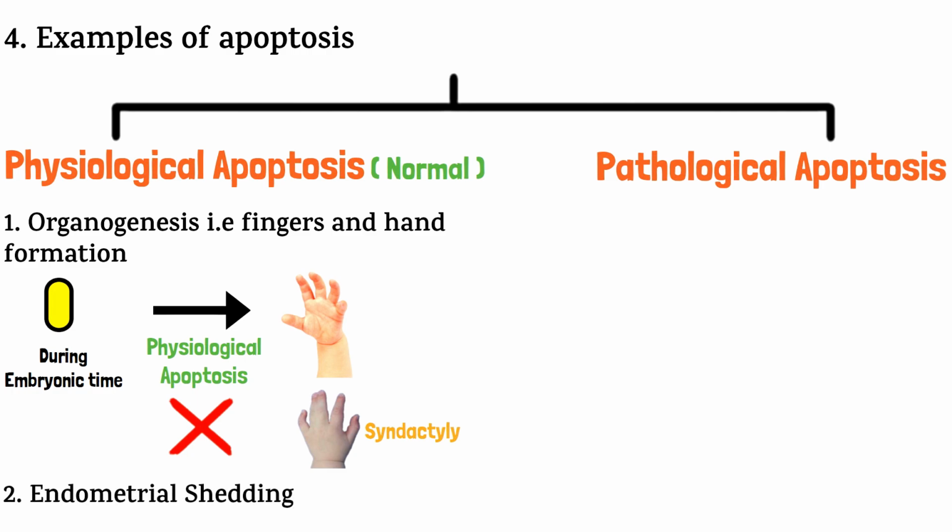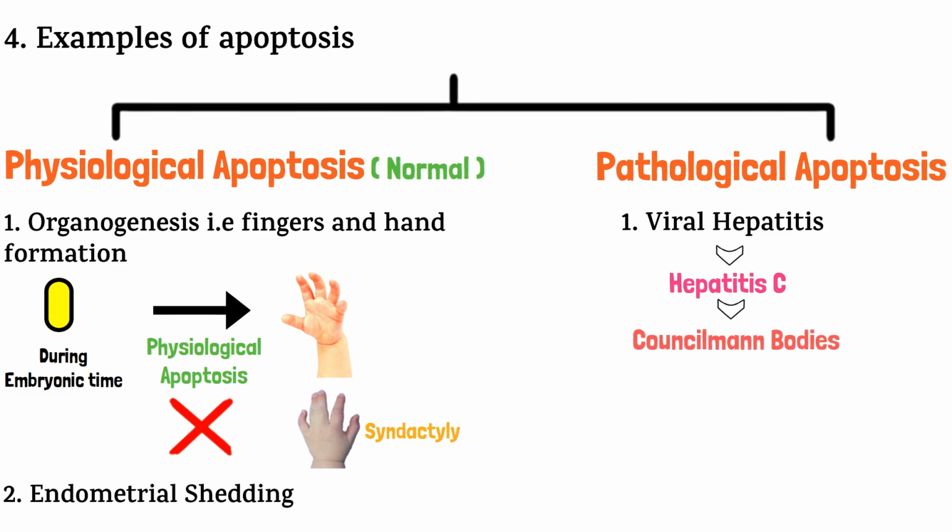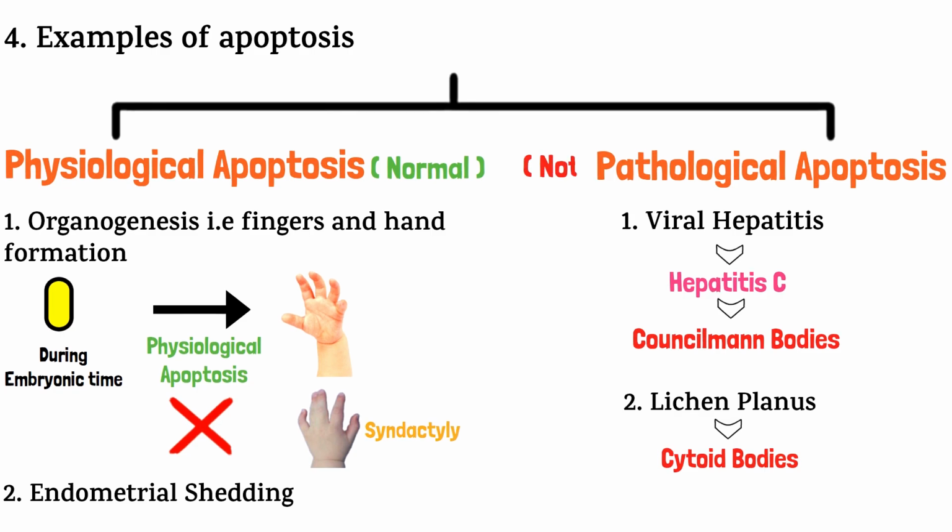Examples of pathological apoptosis can be seen in cases of viral hepatitis, most commonly hepatitis C, where the characteristic features are the Councilman bodies. Or in the case of a dermatological problem known as lichen planus, where cytoid bodies are seen. And to be clear, pathological apoptosis is not normal. Now, let's see how this process is carried out and what the mechanism of apoptosis is.